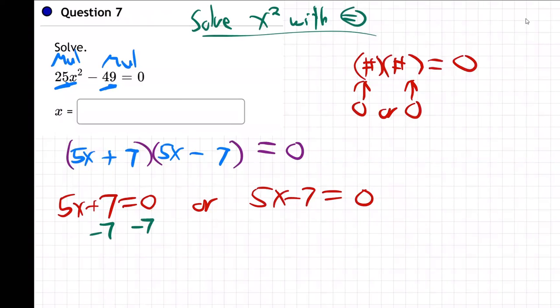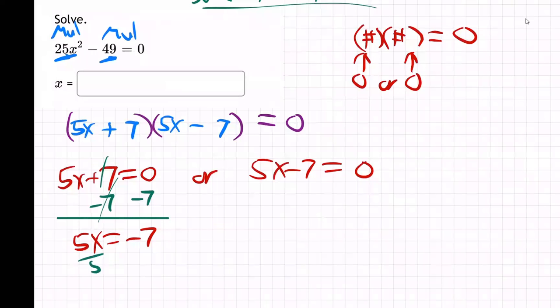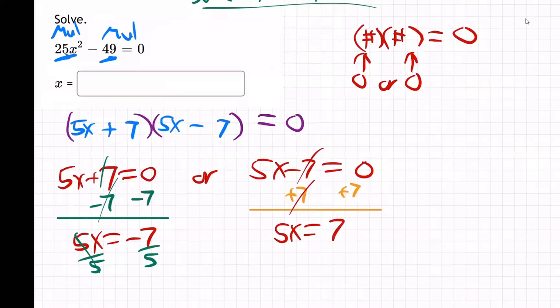So subtract 7 from both sides here. Boom, boom. And we get 5x is minus 7. And then divided by 5. Boom. So minus 7/5, that's one answer. And then over on the other side, add 7 to both. And these cancel, and I get 5x is positive 7. And then last step is divide by 5. Boom, positive 7/5.